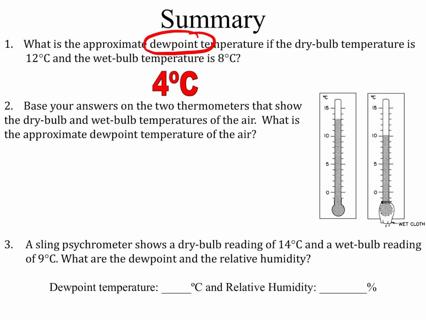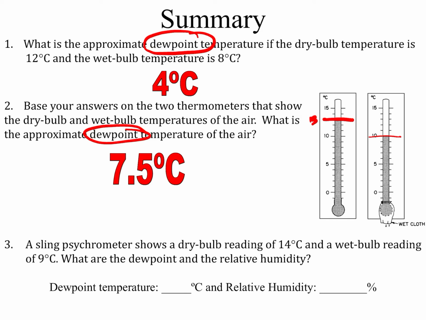Number 2, base your answers on the 2 thermometers that show the dry bulb and the wet bulb temperatures of the air. What is the approximate dew point? All right, and if you look over to the right, here's your numbers right here and right here. Okay, so these are going up by 1. So 10, 11, 12, 13, and 10. So 7.5 degrees Celsius should have been your answer.